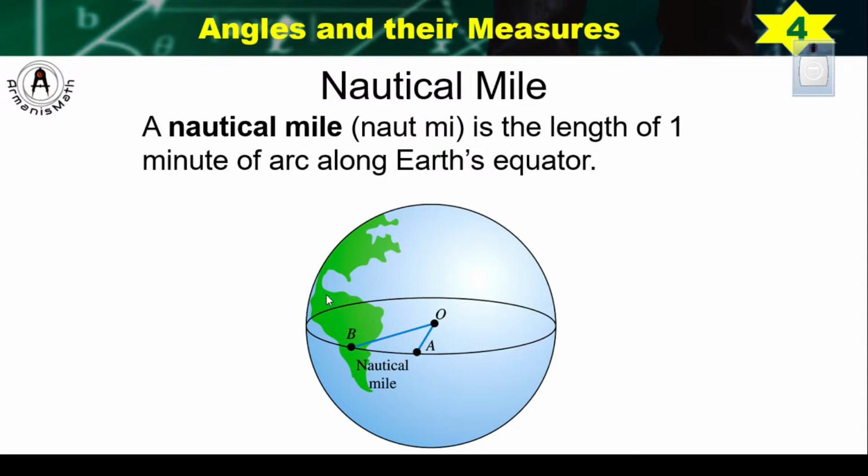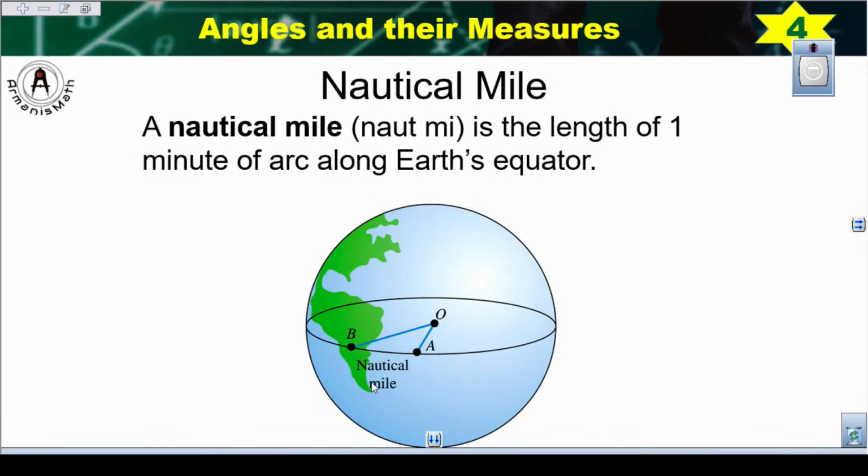There's also another measurement, which is again the arc length, but this one is specifically for the Earth. It's called nautical miles. A nautical mile is the length of 1 minute of arc along Earth's equator. So when you fly, for example, they use nautical miles, which is 1 minute of going around along the Earth's equator. That's the arc that we're talking about, this arc here. If you're into astrophysics or anything aerospace, you probably would love this. Nautical miles, okay? Nautical miles.